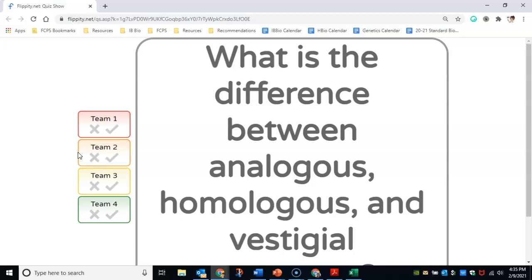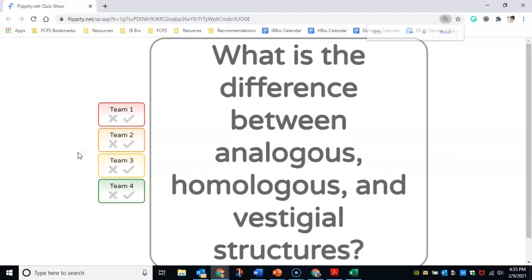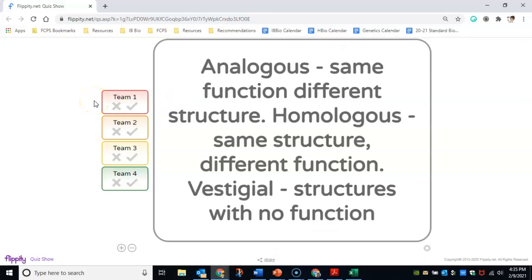For 200, what is the difference between analogous, homologous, and vestigial? I'm going to assume it says structures under there. Yep. So analogous, I guess I could show you the answer, right? Analogous is the same function, different structure. So think bird wing and butterfly wing. They both fly, but they're not even remotely close in structure. Homologous is the opposite of that. Same structure, different function. Think whale fin and your arm.